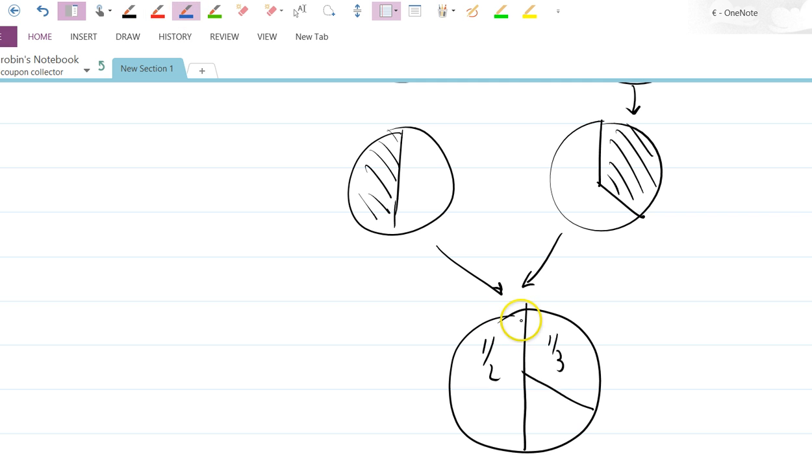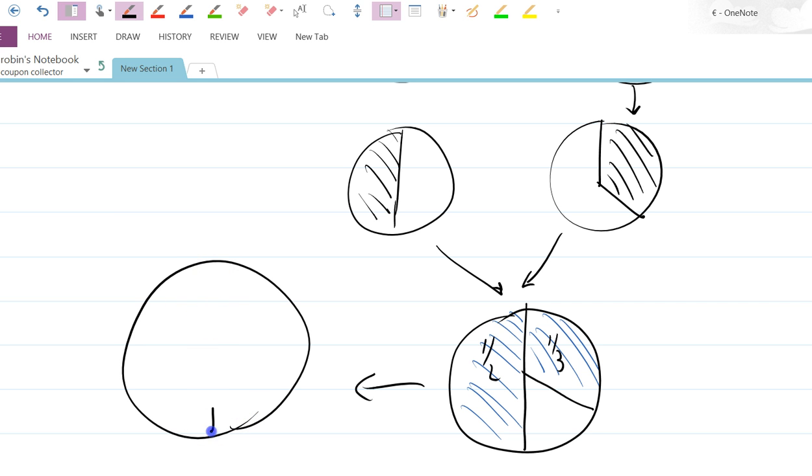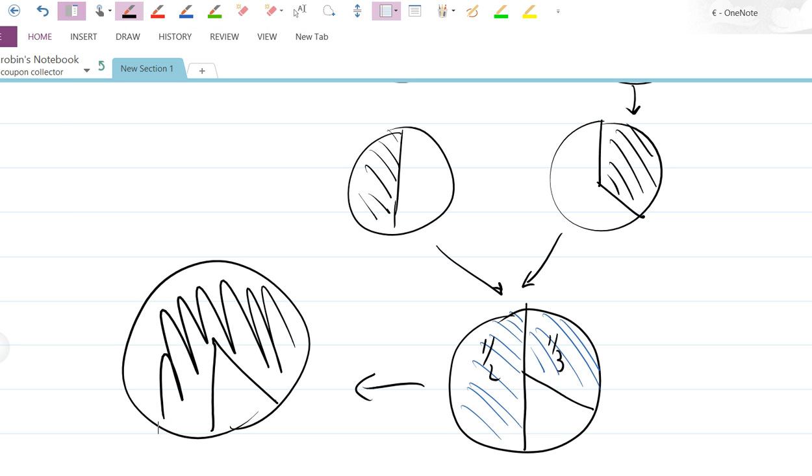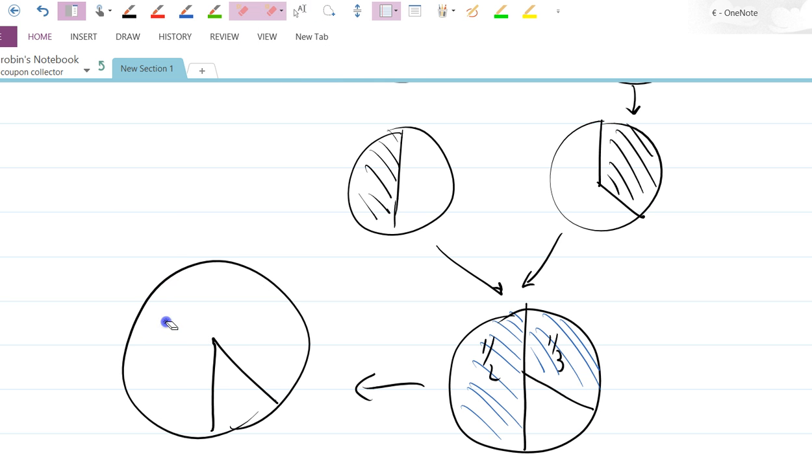Why don't I colour it in using this? There's my half, and there's my third. So that's the same thing as a slice of pie that looks like that. I meant to draw that in blue. There we go. So we can see that it's almost a whole.